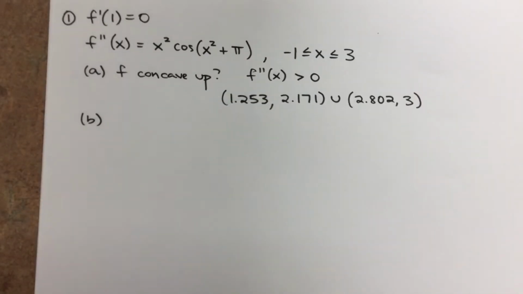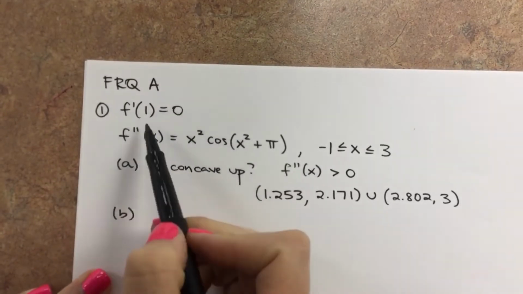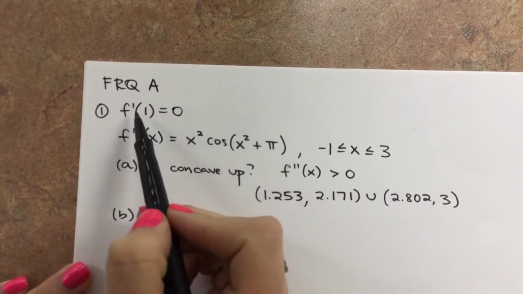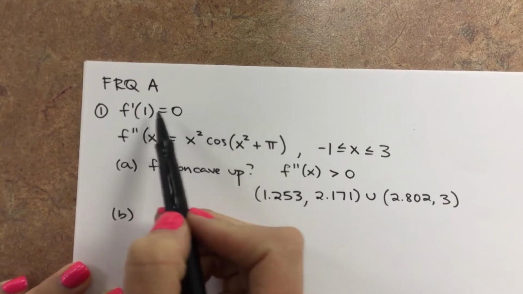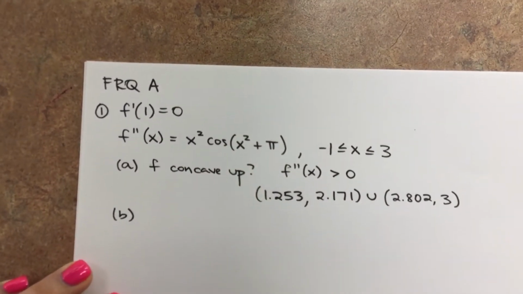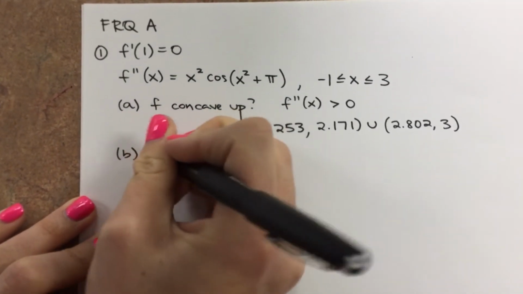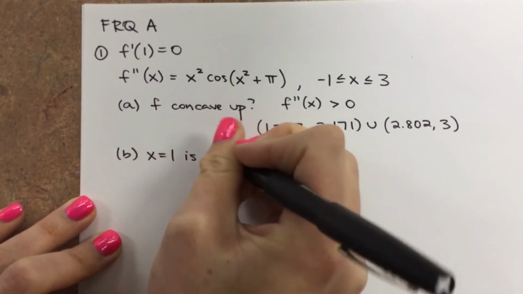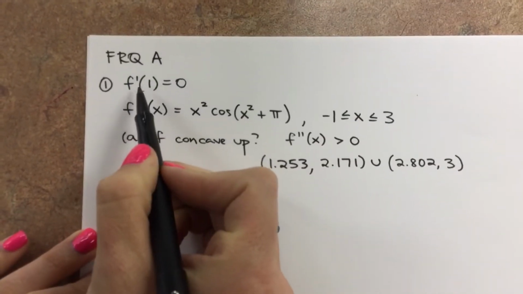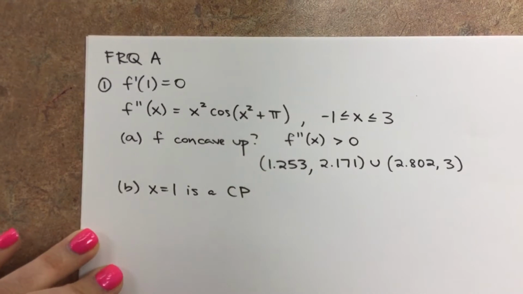So here's what we're gonna look at. We know this, okay? They asked about x equals 1. We know that the first derivative is equal to 0. That makes this a critical point, okay? So x equals 1 is a critical point. We know that for sure, and that's because the first derivative is equal to 0 there. That's the definition of a critical point.